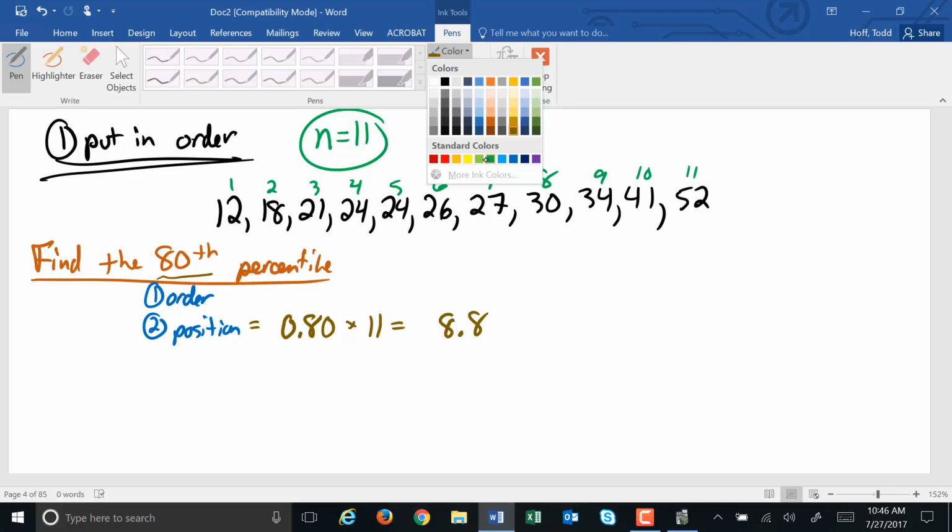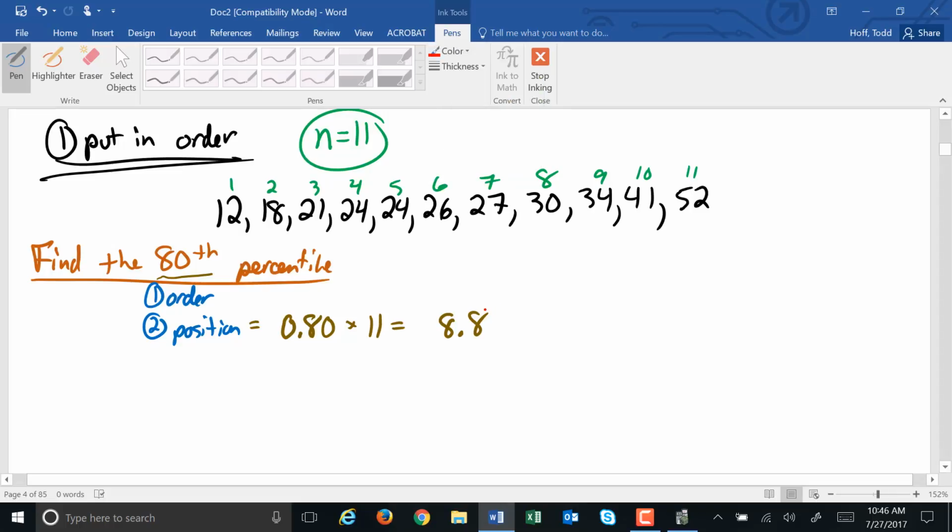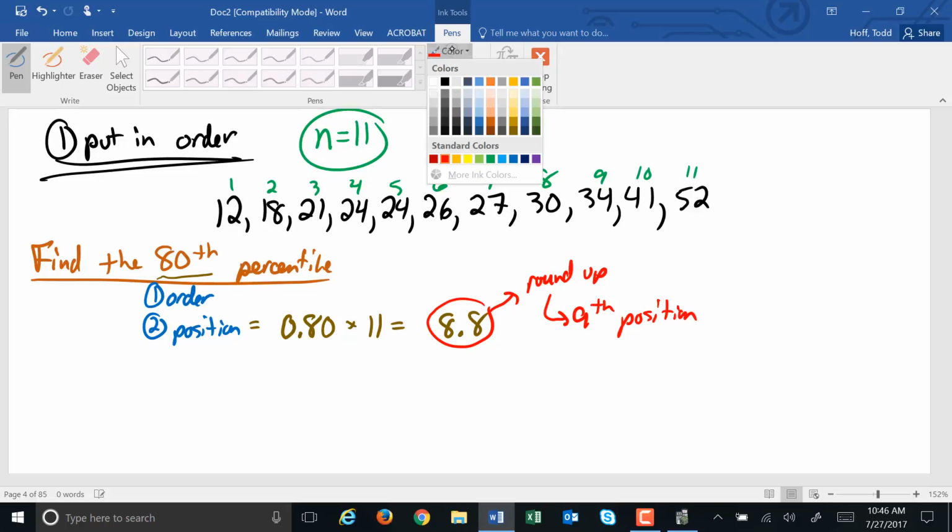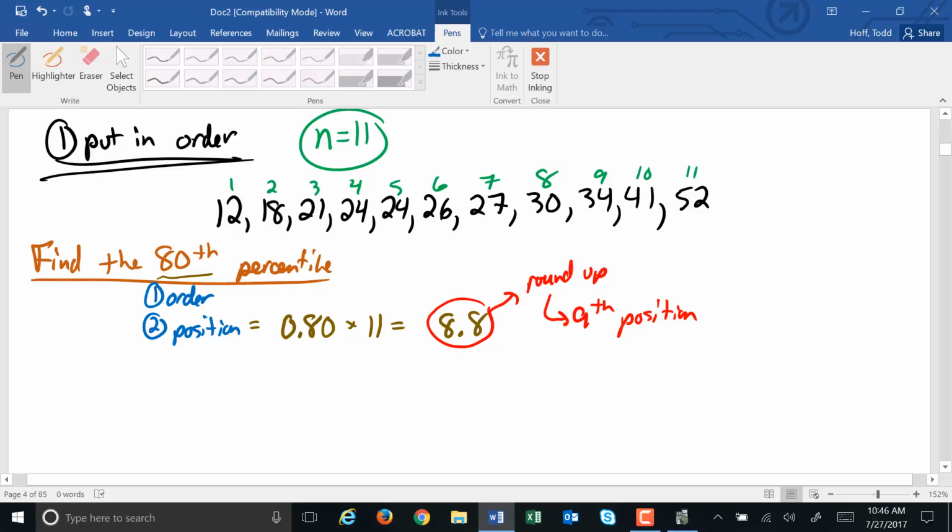Since that is a decimal, what do we do? Round up. Even if it was 8.2, we would still round up to the 9th position. So then step 3 is to find the 80th percentile, which is in the 9th position here. That's the 34. So the 80th percentile in this set of data is the 34.